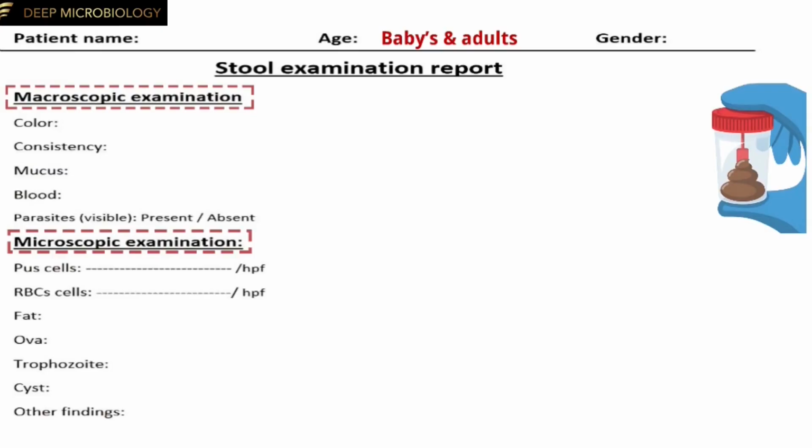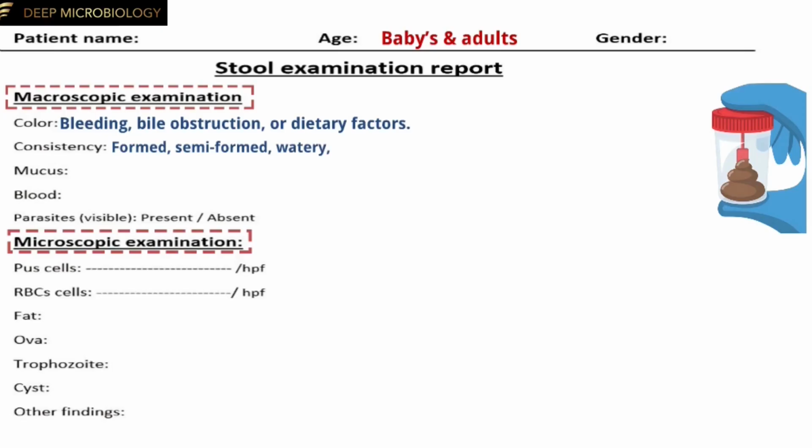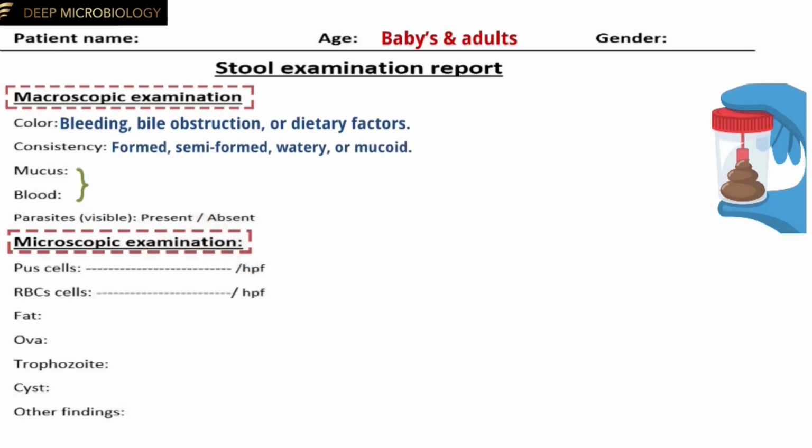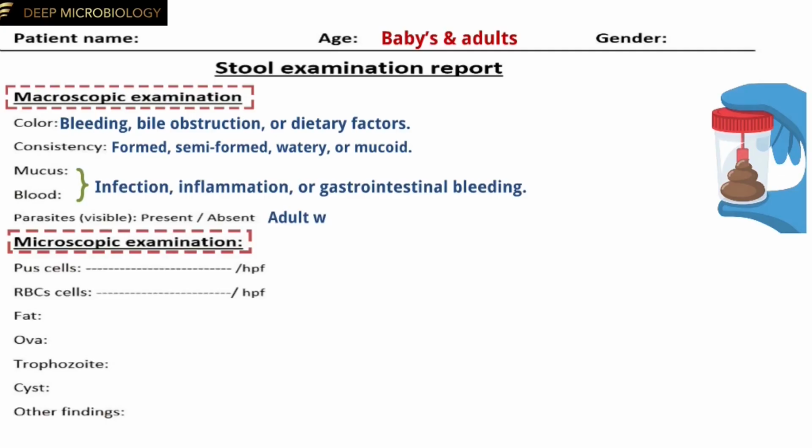In this part of the report, we assess several important features, including the color of the stool, which may indicate bleeding, bile obstruction, or dietary factors. We also evaluate the consistency, whether the stool is formed, semi-formed, watery, or mucoid. The presence of mucus and visible blood is noted, as these can suggest infection, inflammation, or gastrointestinal bleeding. Additionally, any parasites visible to the naked eye, such as adult worms.